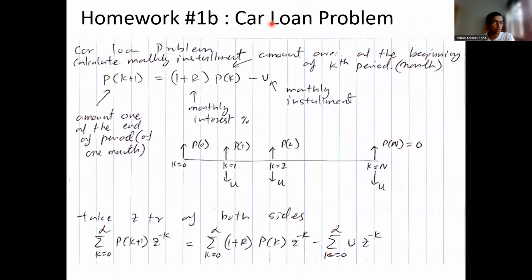So I want you to work out one last problem on zTransforms, and that is the car loan problem.